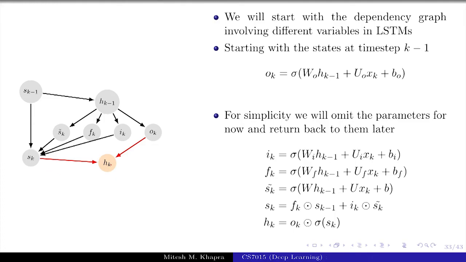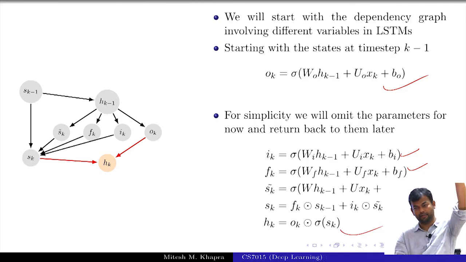Just stare at this for 30 seconds and make sure that you are okay with it. All the equations are there. These are the 6 computations which happen at time step k. There are 3 gates and 3 states, and the dependency graph is obvious from these equations, except for the fact that I've ignored the parameters. How many of you are comfortable with the equations and the corresponding graph? Please raise your hands high. So I think it should be okay. We have these 6 equations and we have this dependency graph.